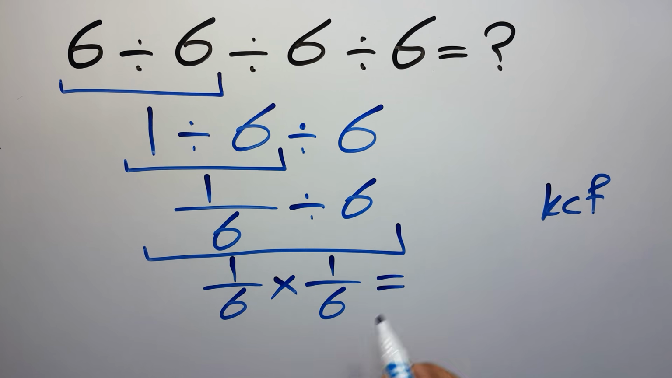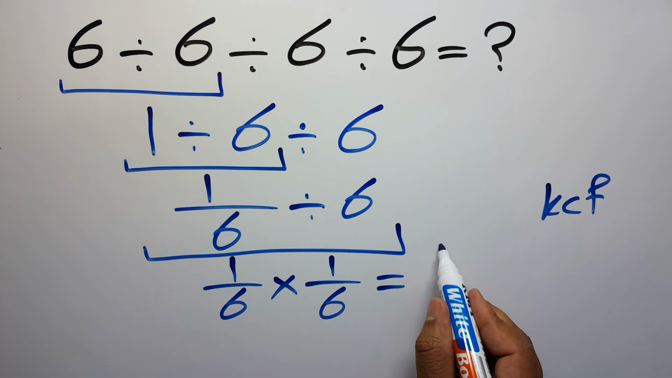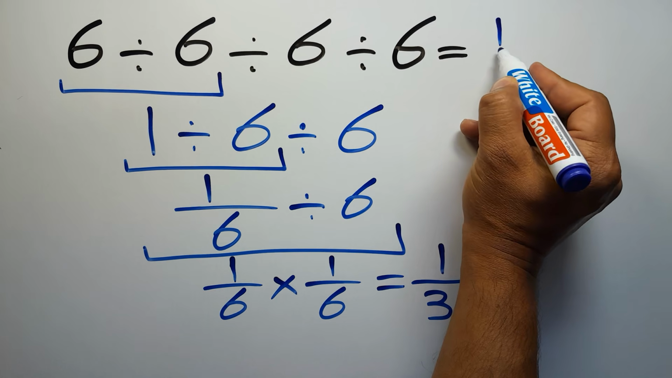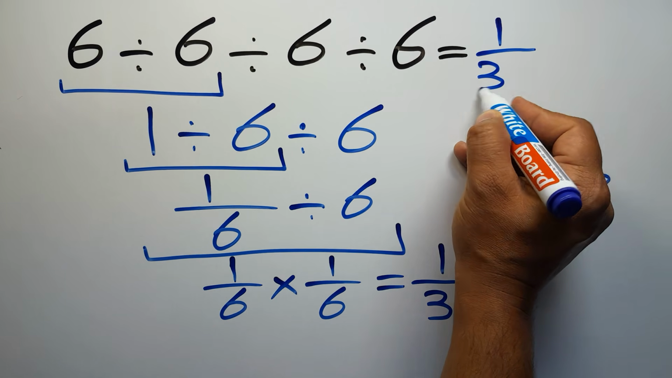And this is equal to 1 times 1 gives us 1. So 6 times 6 equals 36. So we have 1 over 36. And this is our final answer to this problem. The correct answer is 1 over 36.